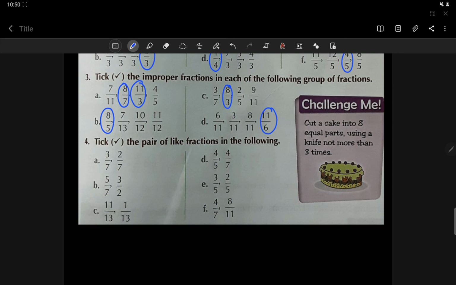Question number 4, take the pair of like fractions. Question A, these are like fractions because the denominator is the same. B is not like fractions. C, yes, they are like fractions because the denominator is the same. D is not. E obviously, and F is not.